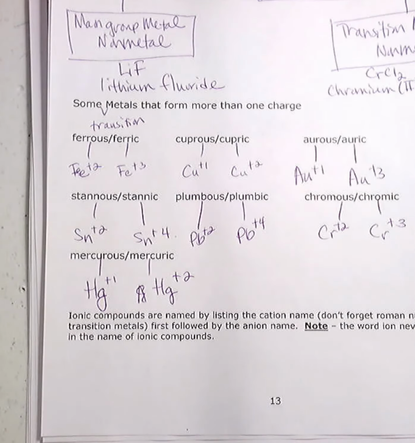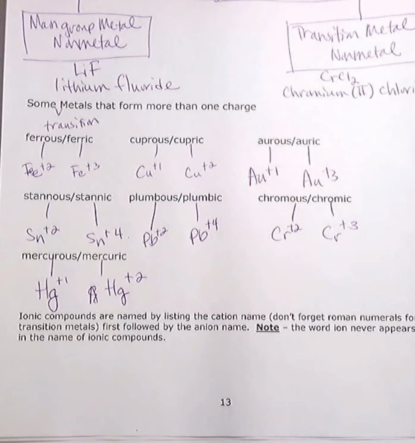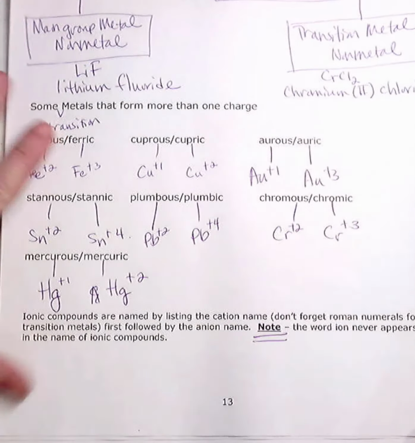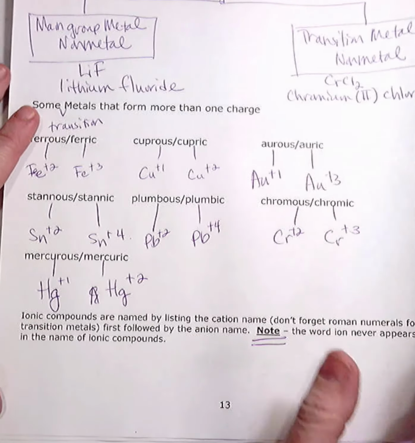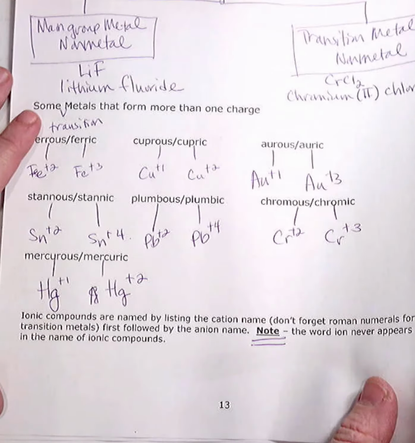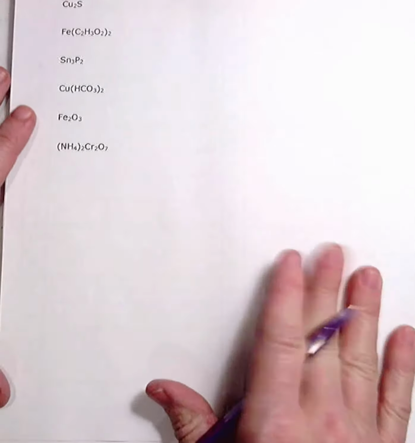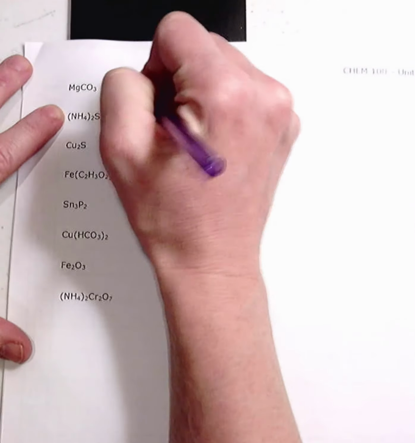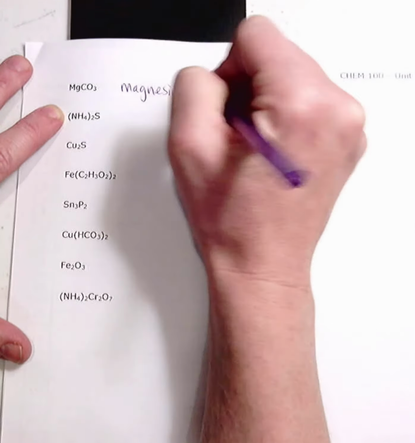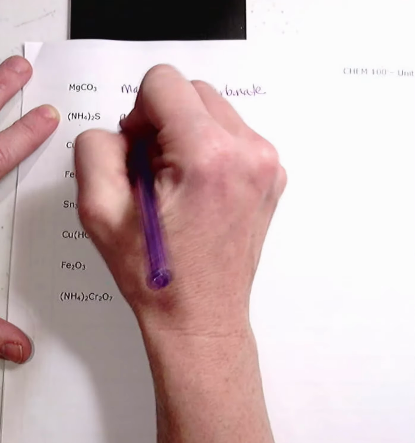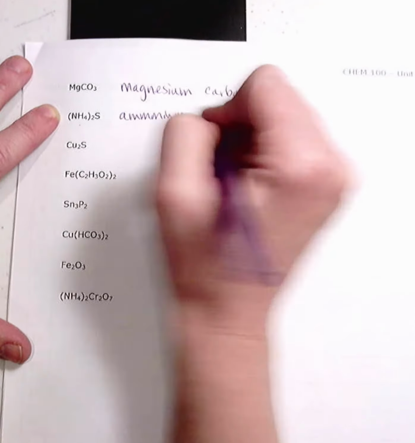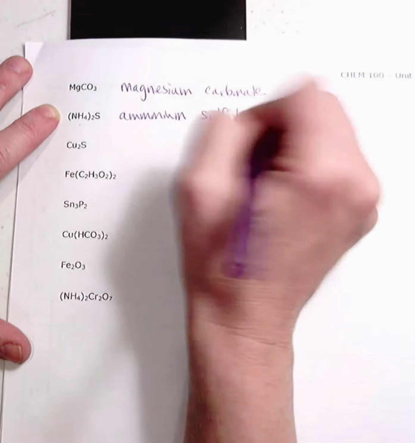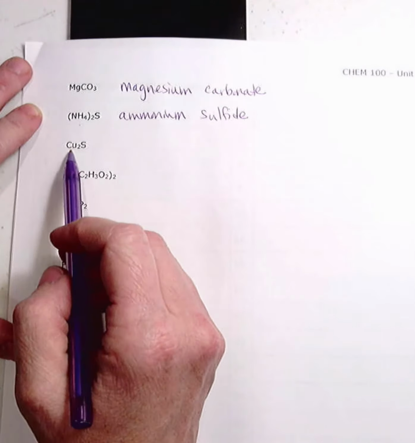Okay, so ionic compounds are named by listing the cation name first, followed by the anion name. Note, the word ion never appears in the name of the compounds. Okay? So, we have some practice problems. This is going to be magnesium carbonate. This one is going to be ammonium sulfide. Oh, what's this? A transition metal?